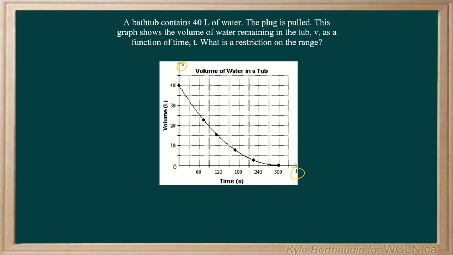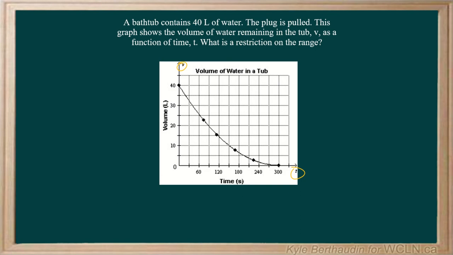So just as a quick refresher, range refers to the y-axis values, and range means the possible spread or allowed y values. So in this case, our y-axis is the volume in liters. And so the range would describe the possible liters that this graph or function can have.